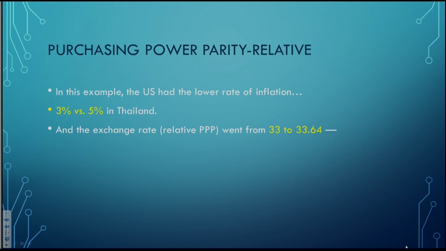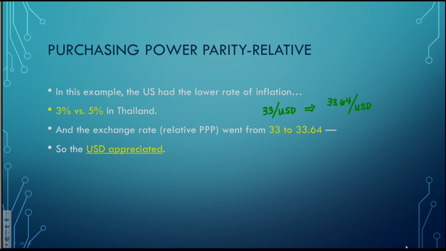All right, so think about it. What just happened to the US dollar? Because remember, this is 33 per US dollar, and it's now become 33.64 per US dollar. Do you agree that the dollar is buying more baht than before? Not a lot, just a little bit more. But hopefully you agree that the US dollar has appreciated.